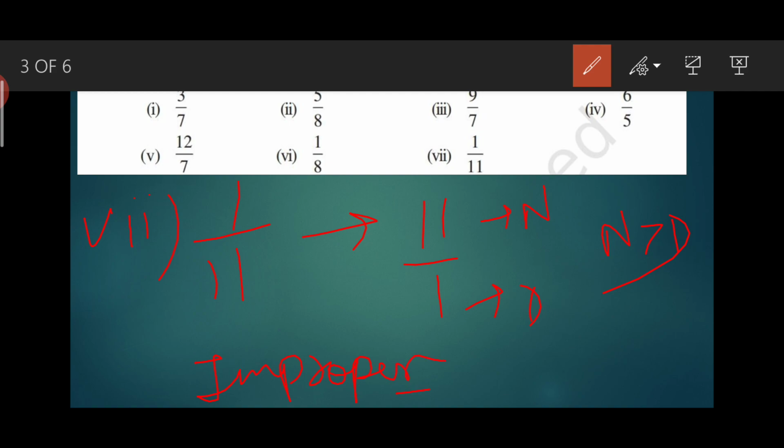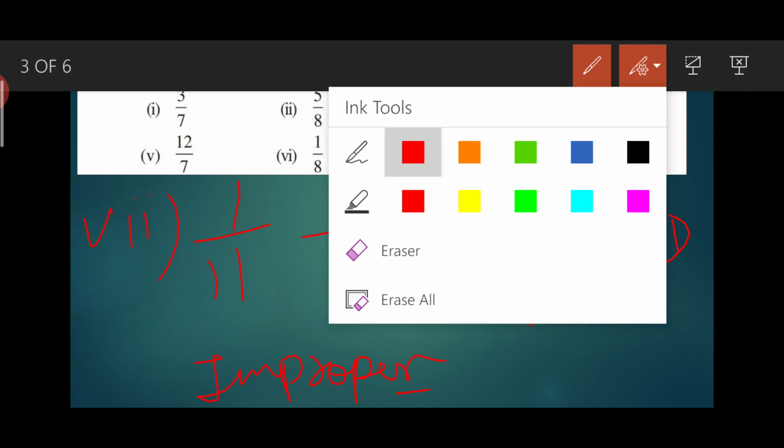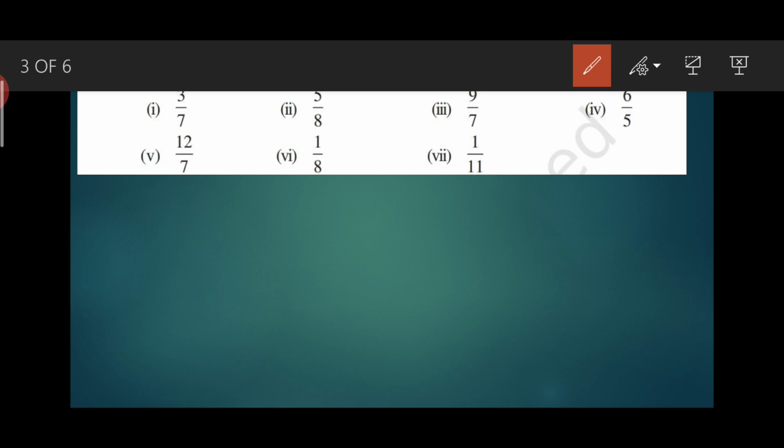Is that clear? Now let us take one more example. Part 4, 6 upon 5. The reciprocal of 6 upon 5 will be 5 upon 6. Now from here you can see numerator is 5, denominator is 6, numerator is less than denominator, so it means that the reciprocal is a proper fraction.